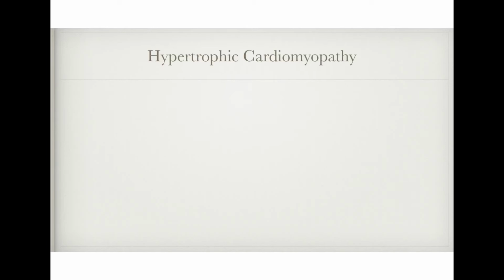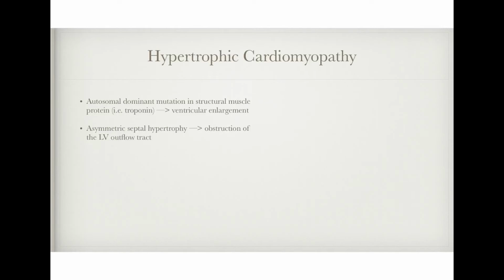Coming back to hypertrophic cardiomyopathy, this is a genetic condition, an autosomal dominant mutation in a structural heart muscle protein such as troponin that leads to unusual ventricular enlargement. The most classic form is when there is asymmetric septal hypertrophy of the left ventricle, which obstructs the left ventricular outflow tract and causes a physiology and symptoms similar to aortic stenosis. In addition, the hypertrophic muscle tends to scar easily and can become a focus for fatal arrhythmias such as ventricular tachycardia, leading to sudden cardiac death.